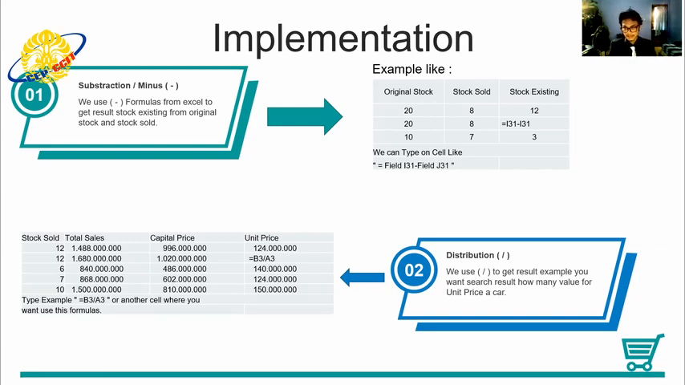The second is distribution. We use slash to get the result. For example, if you want to search the result of how much the price is for a car, you just type equal B3 divided by I3 for the cell in unit price to get the result of unit price for each car.